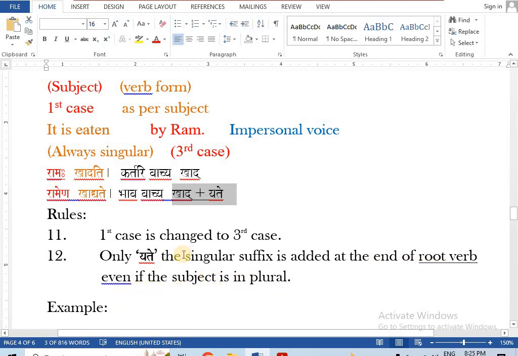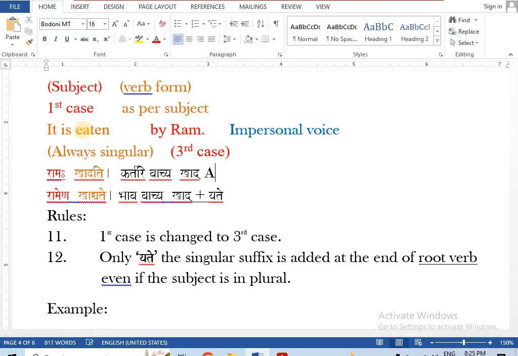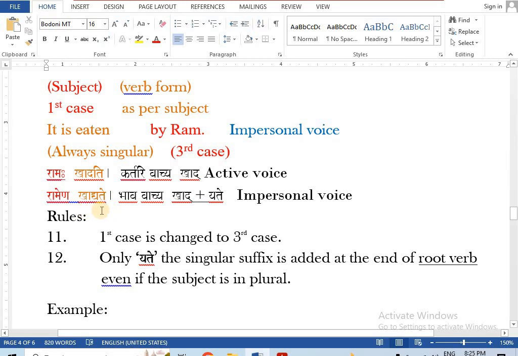Even if the subject is in plural. So Ramaha is singular, khadati is singular, Pratham Purush Ekvachan. But while you convert to impersonal voice, this is active voice, and this sentence, Ramena Khadyate, is called impersonal voice. So here, you read, only yate is added. There is no concern of this verb form with the number of the subject.